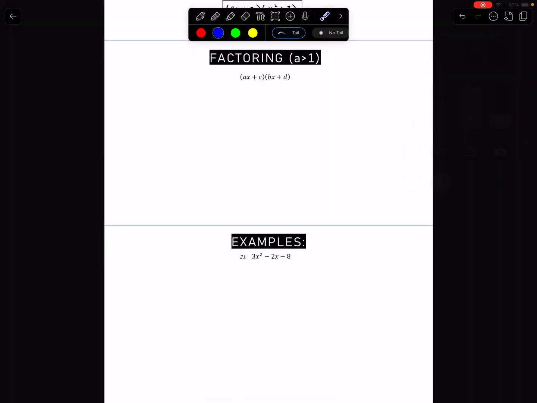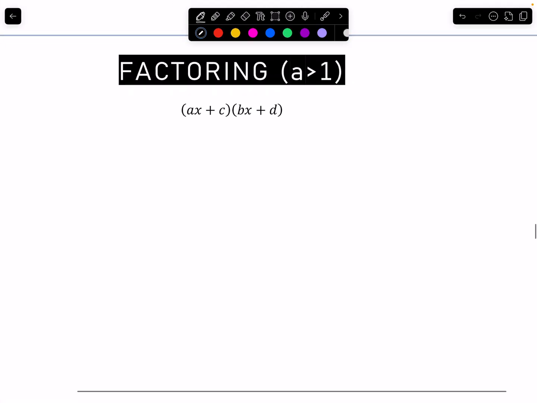Hello and welcome to Special Factorizations and Factoring where a is greater than 1, Part 3, where we're going to be looking at factoring where a is greater than 1. Okay, so what would make a greater than 1, and what do I mean by a?